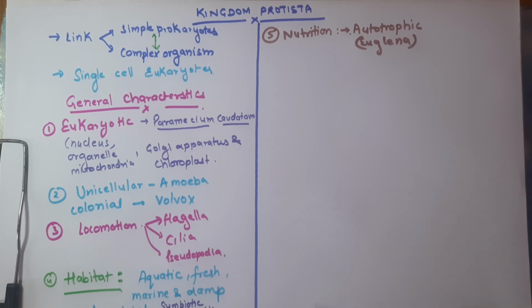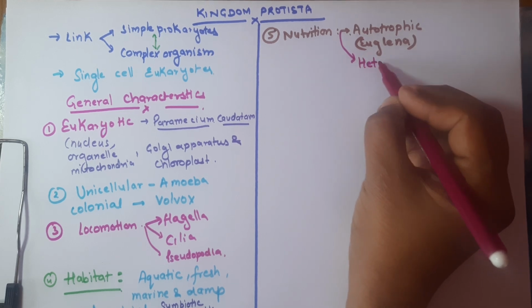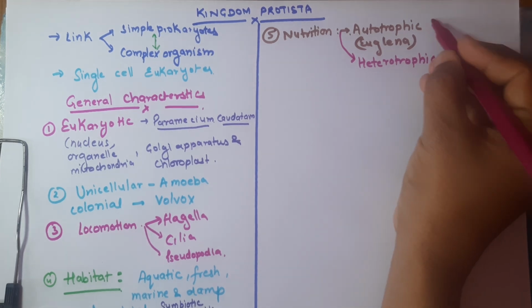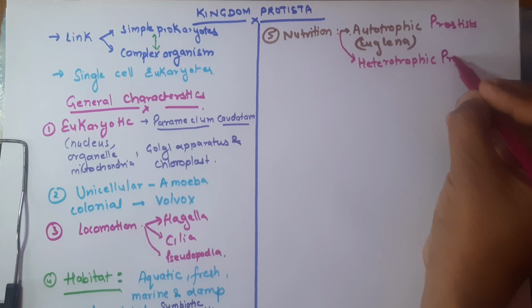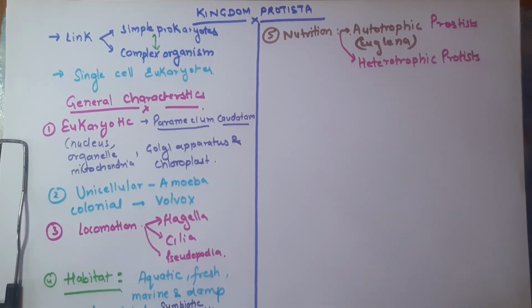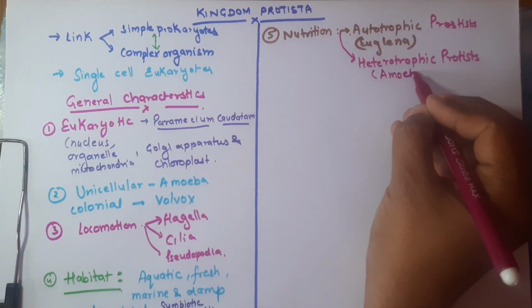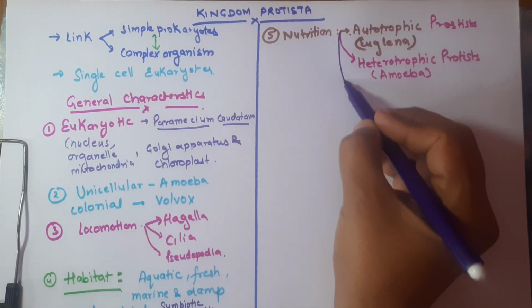The second one is heterotrophic protists. For example the amoeba engulfs the food particle via phagocytosis. The third is the mixotrophic protist.